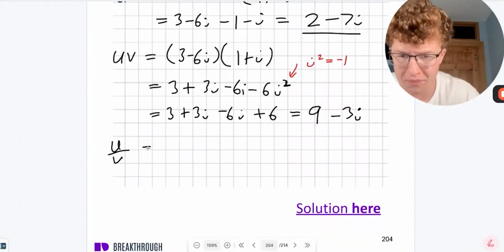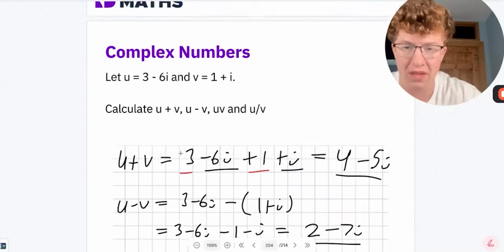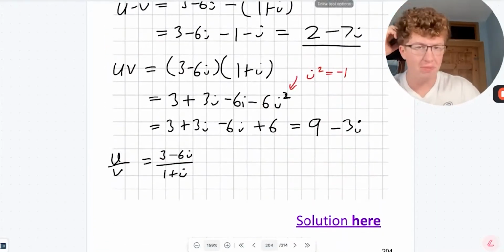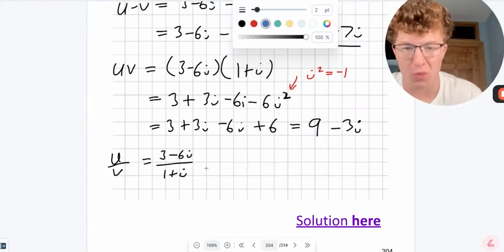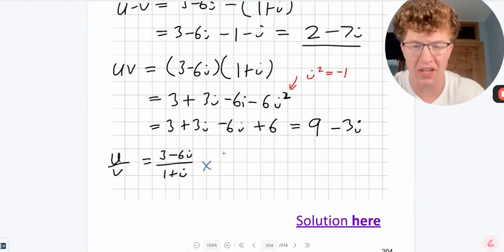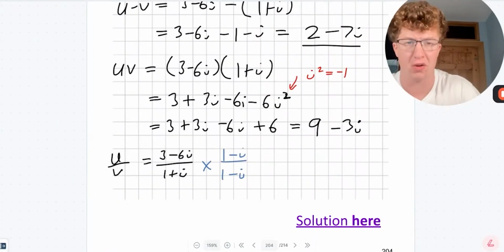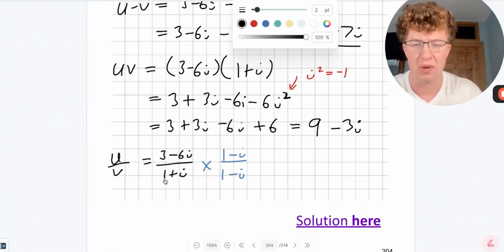So that's going to be (3 minus 6i) divided by (1 plus i), like that. Now, remember, we can't just do that. We have to multiply by the conjugate of the bottom number. And the conjugate just means you flip the sign of the complex part, so whatever is in front of the i. So here we have 1 plus i. The conjugate is 1 minus i.